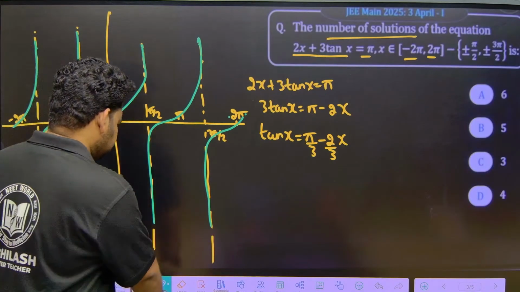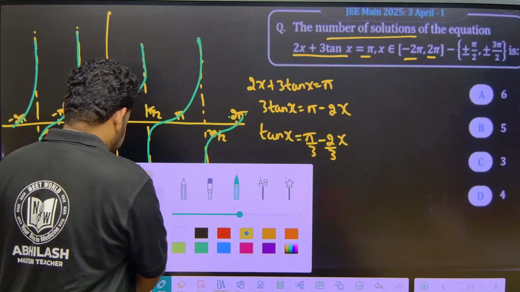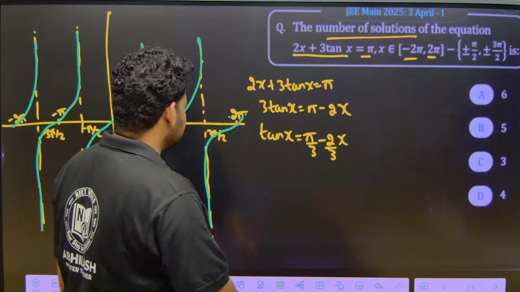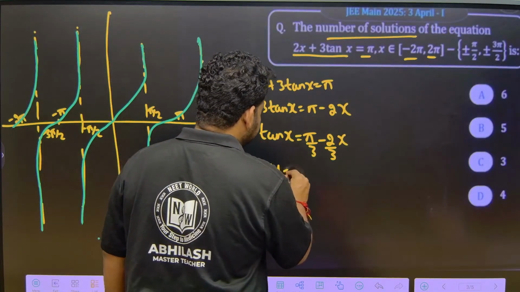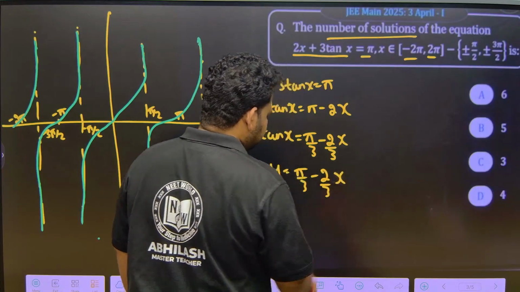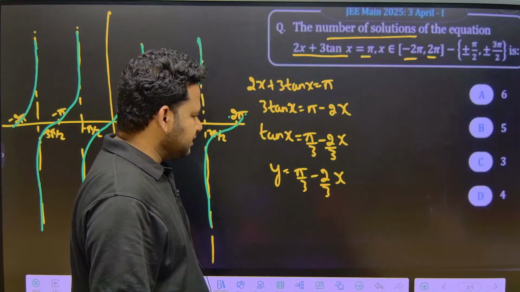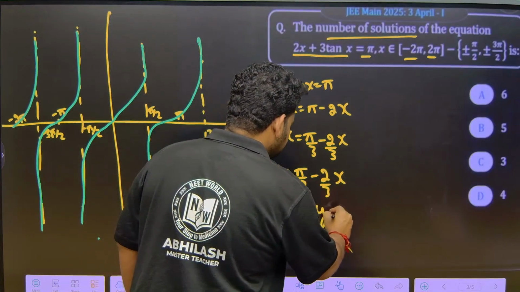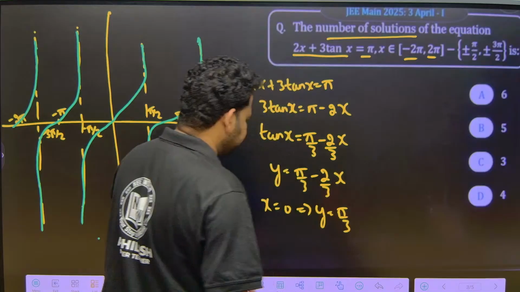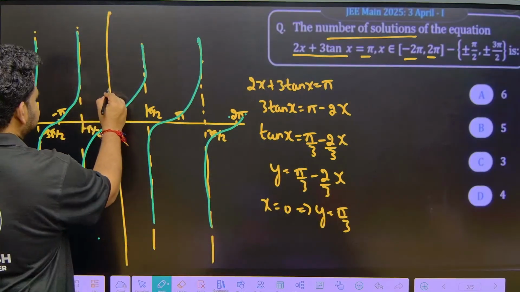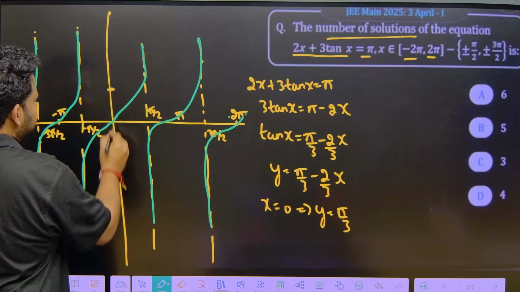Now we have to do something here. So we have tan x is equal to pi by 3 minus 2 by 3 x. So let me take it as y is equal to pi by 3 minus 2 by 3 x. If I put x is equal to 0, this gives us y is equal to pi by 3. Y is equal to pi by 3 will be somewhere here.